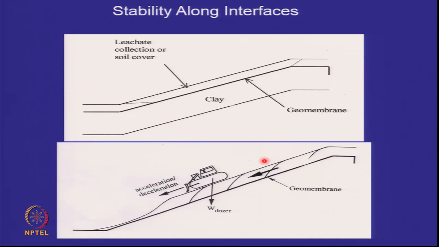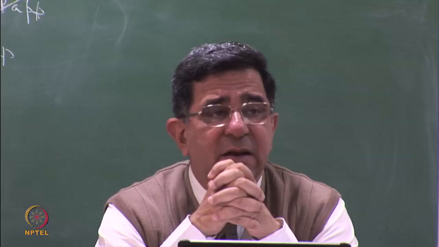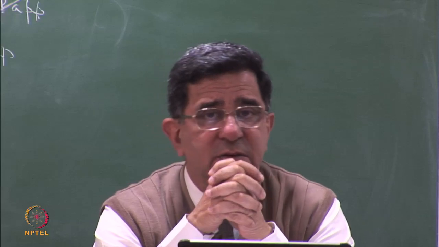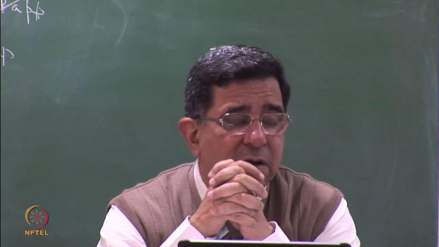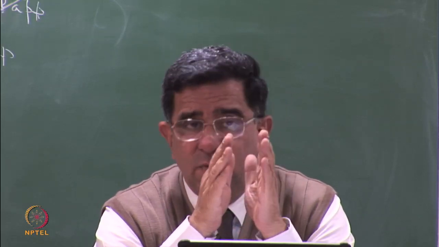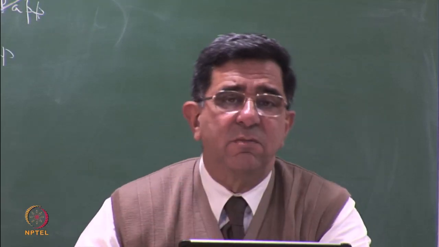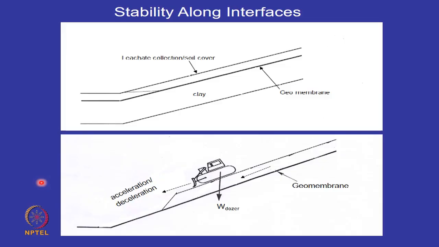Now let's come to the more critical issue of stability along interfaces. I said that failure surfaces tend to be in straight lines when there is a soft interface. Here the geomembrane is a soft or weak interface. The angle of shear between the geomembrane and the soil can be low. So therefore, the failure surface may be like that.